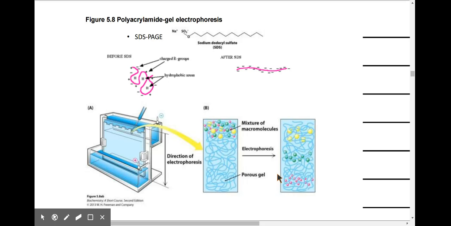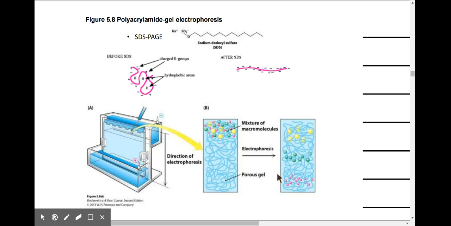So this kind of looks like detergent. That looks like a soap, right? Long hydrocarbon chain and then the polar head group on it. And it is actually a detergent, and here's a protein before SDS. So we have positively charged groups, and this negatively charged SDS is going to react with those positively charged groups.